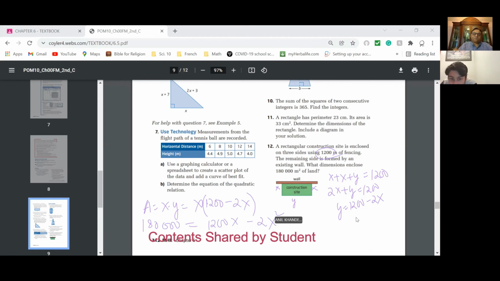We have a quadratic equation. Bring all to the left hand side. So we get 2x squared minus 1200x plus 180,000 equals 0. Use quadratic formula, find the value of x. Is that correct? Do you understand it?